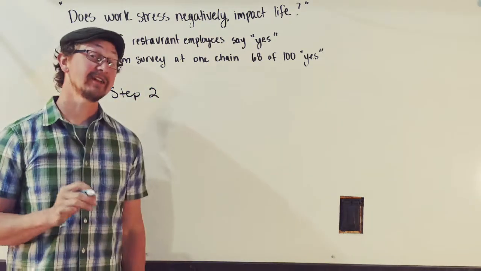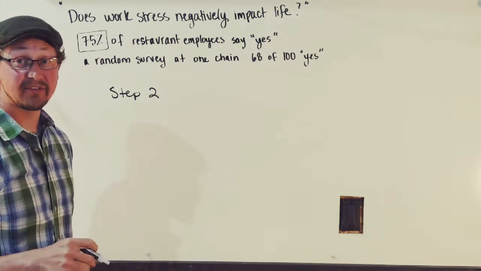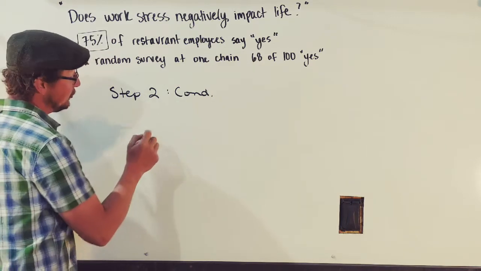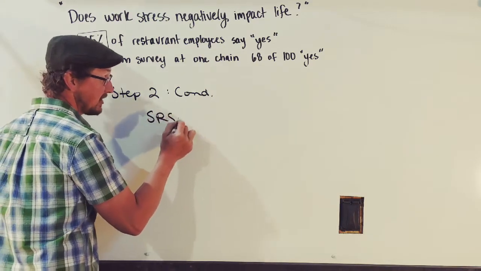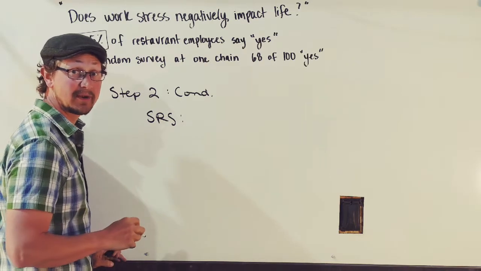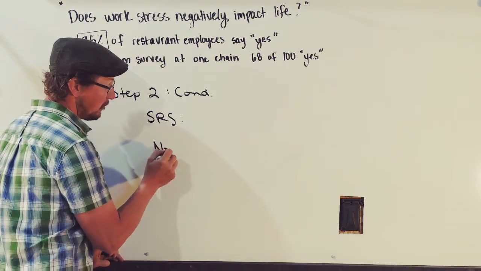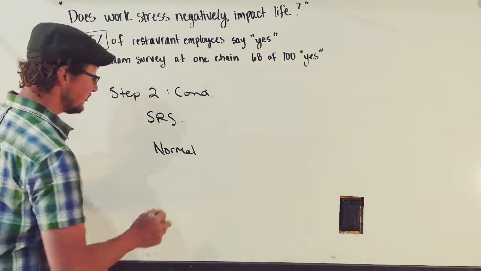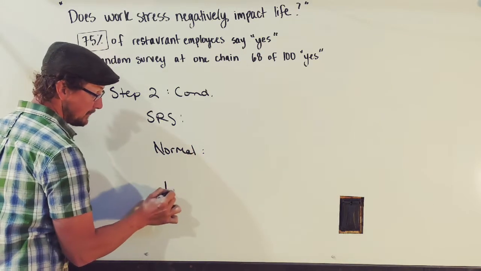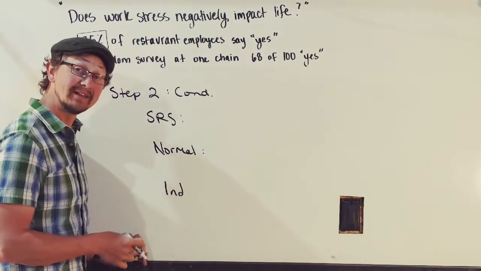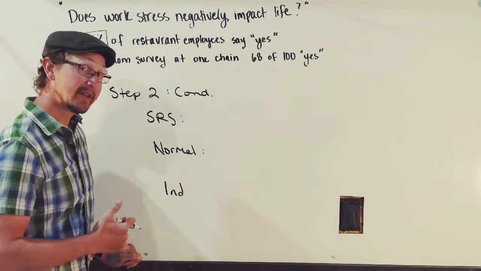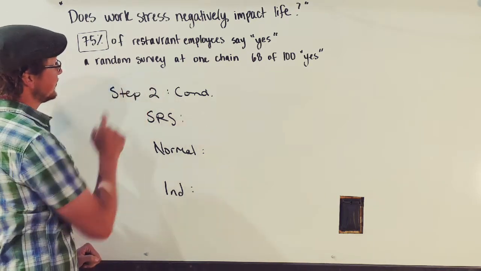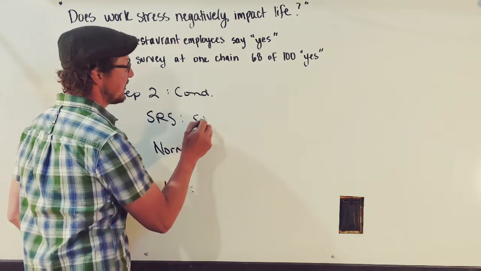Step two is our conditions, and our conditions remain the same from hypothesis testing that we've done before. So we need to, one, establish that our data comes from a simple random sample. Two, show that we can use our table A because our distribution is normally distributed. And three, we need to establish independence so we know that we're not over-pulling from our population. Simple random sample, it was stated right here in the problem, a random survey, so we just say stated.